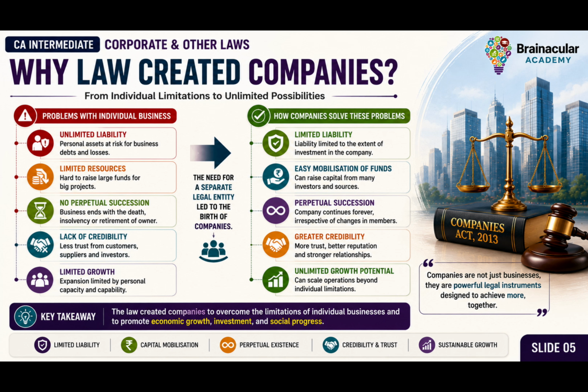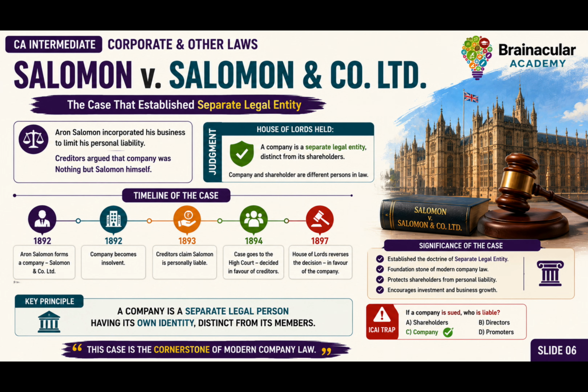With this, we'll do the Salomon versus Salomon and Company Limited, the 1897 case. This is a landmark case, so we'll learn it cold. Aaron Salomon was a boot manufacturer, sole proprietor for years. He converted his business into a company which was known as Salomon and Company Limited. He held the majority shares. His wife and 5 children each held 1 share to satisfy the then legal minimum of 7 members.